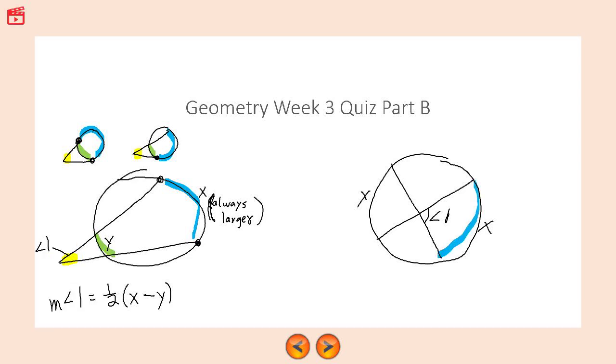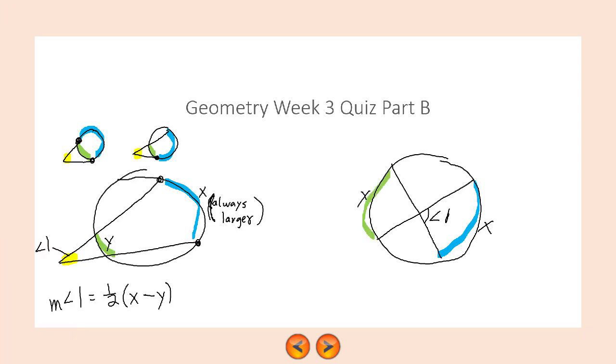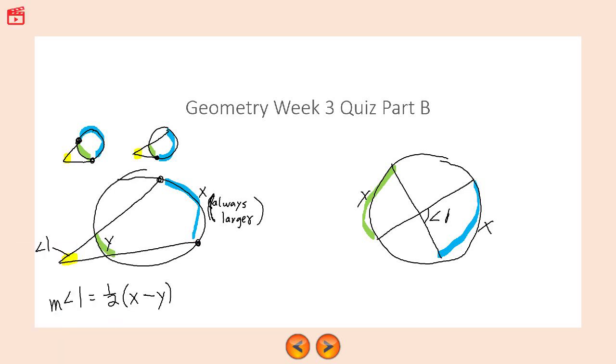X is blue, Y is green, angle 1 is here. Do note that would also be the same angle 1 over here on the other side. It doesn't really matter which one is X and Y, or which of those is angle 1, as long as you've got X and Y together making these sort of vertical angles.